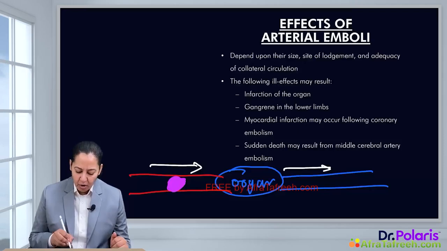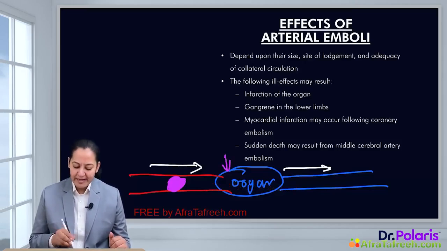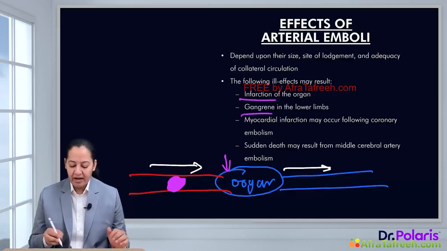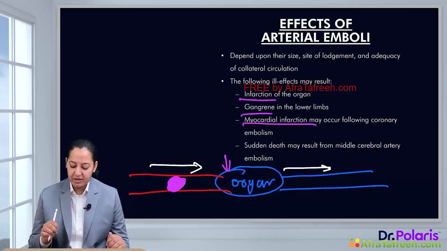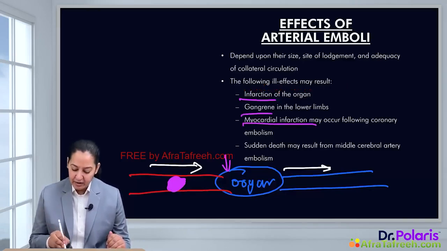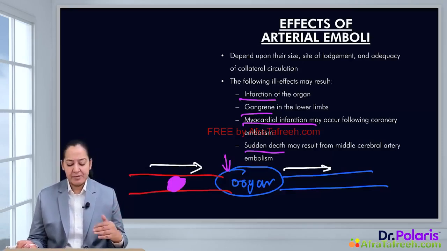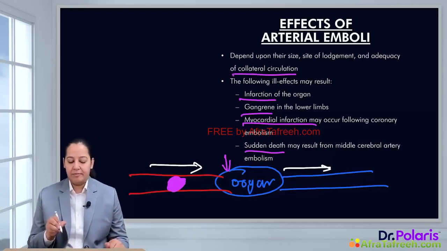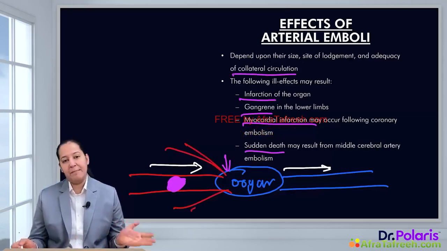So this particular organ receives less oxygenated blood, less pure blood. That's why the organ undergoes infarction, the organ undergoes gangrene if it is a lower limb. If it is the heart, it undergoes MI, that is myocardial infarction. If it is the brain, it can undergo sudden death because of cerebral artery embolism. Depending on the organ, various effects are possible if the embolus is present in the artery of that particular organ. Sometimes collateral circulation is developed. Because of the obstruction in the main artery, the collateral arteries are developed to supply blood to this organ.